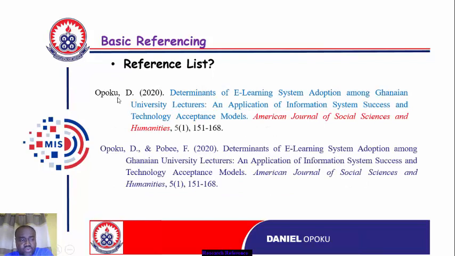So you see Opoku, if it's only one Opoku, and the title of the article is Determinant of E-Learning System Adoption Among Ghanaian University, and so on. Then where was it published? Full stop. American Journal of Social Science and Humanities. This journal must be in italics or slanted. Then the 5 here is the volume number, volume 5. Then in brackets you put your issue, issue 1. Then the pages of the article. All articles have pages.